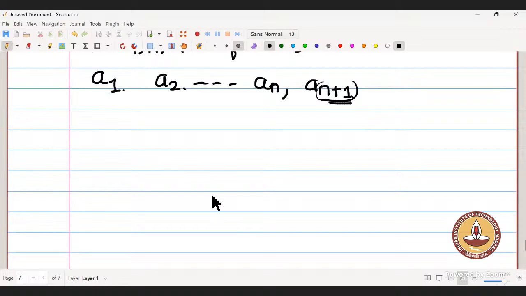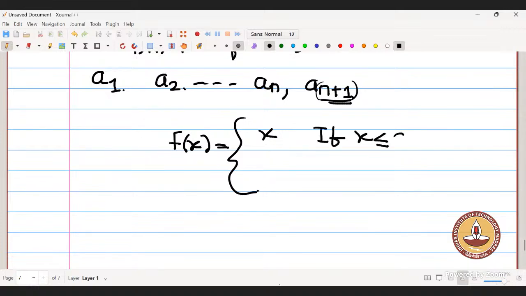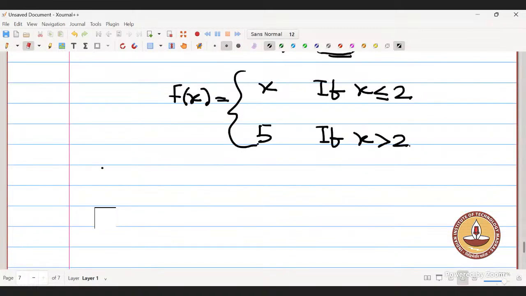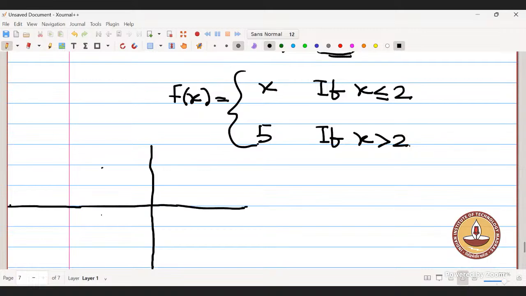Okay, so your function is f of x equal to x if x is smaller than or equal to 2, and 5 if x is greater than 2. Right, this is your function. Can you draw it now? We can easily draw the function, right? The only point is this is 2, right? And if x is less than or equal to 2, then the value of the function is x, so you will get this straight line.